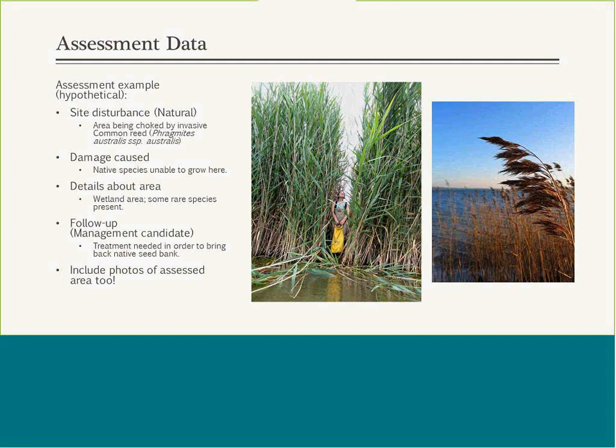About the area, we would want to mention that this is a wetland area. And in this scenario, we're saying that there are some rare species present. We know this, and we want to make sure that we document it because that's very important to mention. Also, as far as follow-up goes, SED would want to go out and do treatment at a later date in order to bring back that native seed bank, because at one point it was there, and now it's being choked out by all these Phragmites. Photos are really important, and you can add, I believe, up to 3 or 5 photos in your assessment record, again, to document what you're seeing at that area.